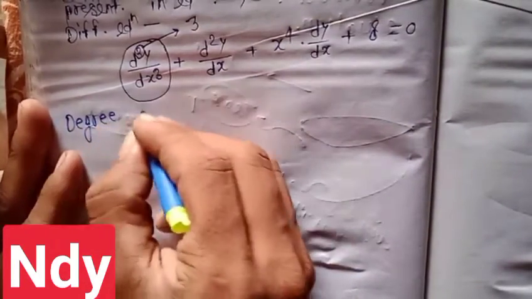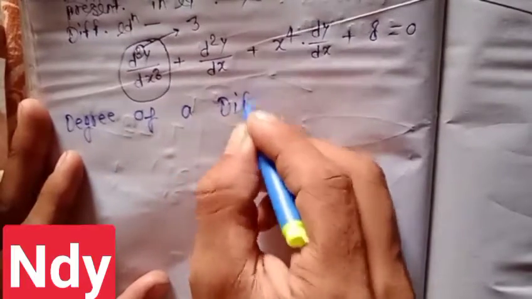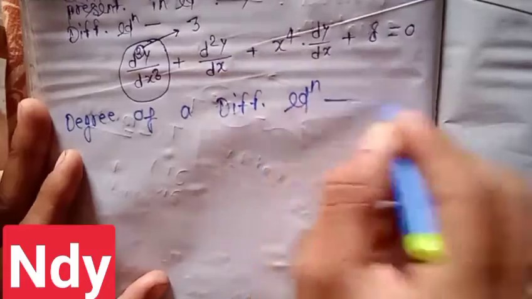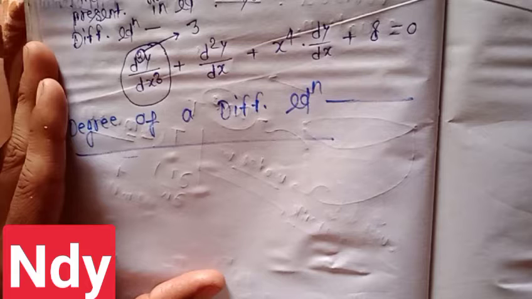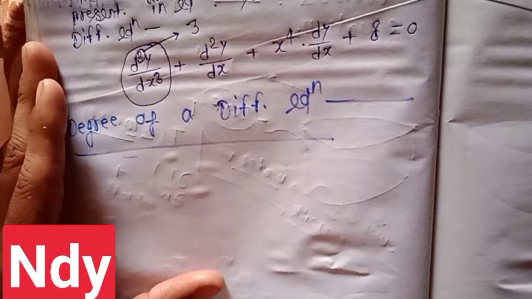Degree of a differential equation. We define the degree of a differential equation only for those equations which are in the form of algebraic functions, that is, the terms which are derivatives of the dependent variable with respect to the independent variable are in the form of algebraic functions only.